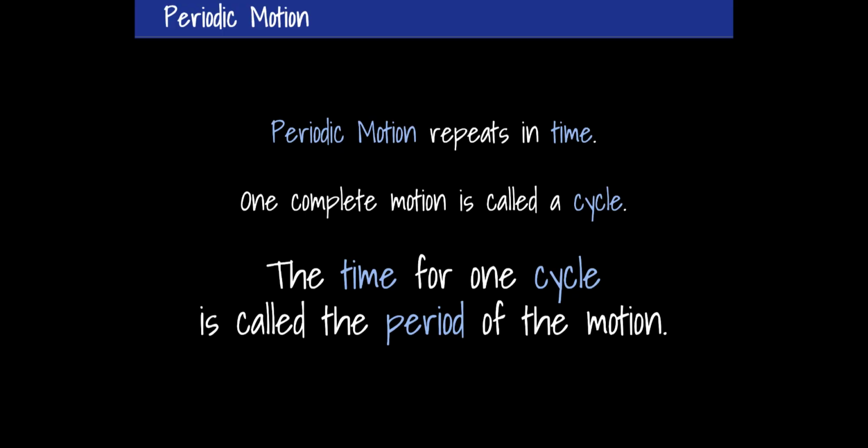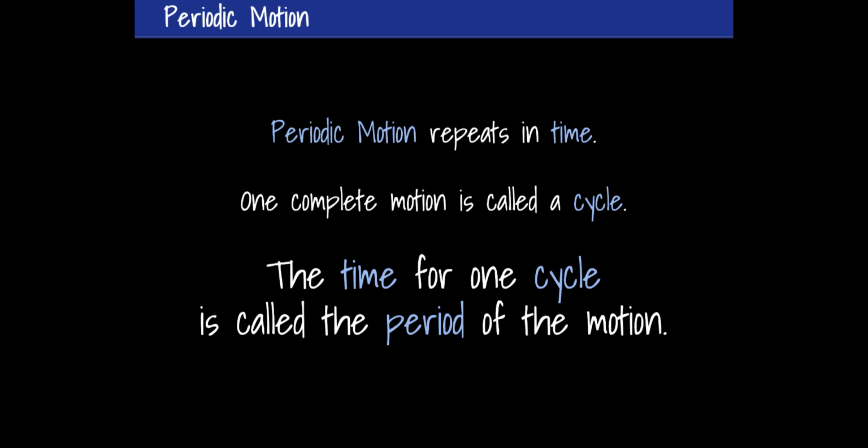Periodic motion repeats in time. I'm being specific about the repeating in time bit because we're also going to encounter some motions that repeat in space as well as time. One complete motion is called a cycle. Back to my pendulum here. One cycle of the pendulum motion is starting here, swinging away and back again. The full motion, starting with some initial position and repeating, coming back to the initial position again, that's called one complete cycle of the motion.